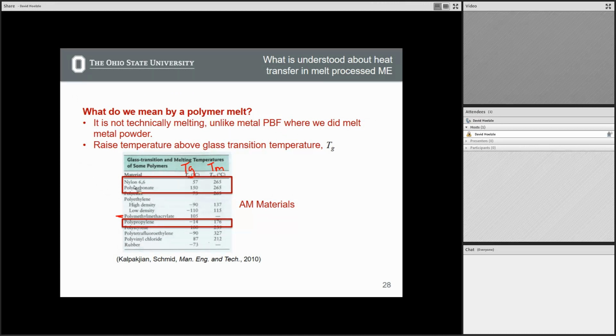But these are three materials that you do see in additive manufacturing: nylon, polycarbonate, and polypropylene, and you can see the glass transition temperatures for all of these. Note that some of these, like rubber, we use all the time at a temperature above the glass transition temperature. So that's a good thing to know in terms of what this actually means. This is just briefly what we mean by a polymer. Any questions about that?